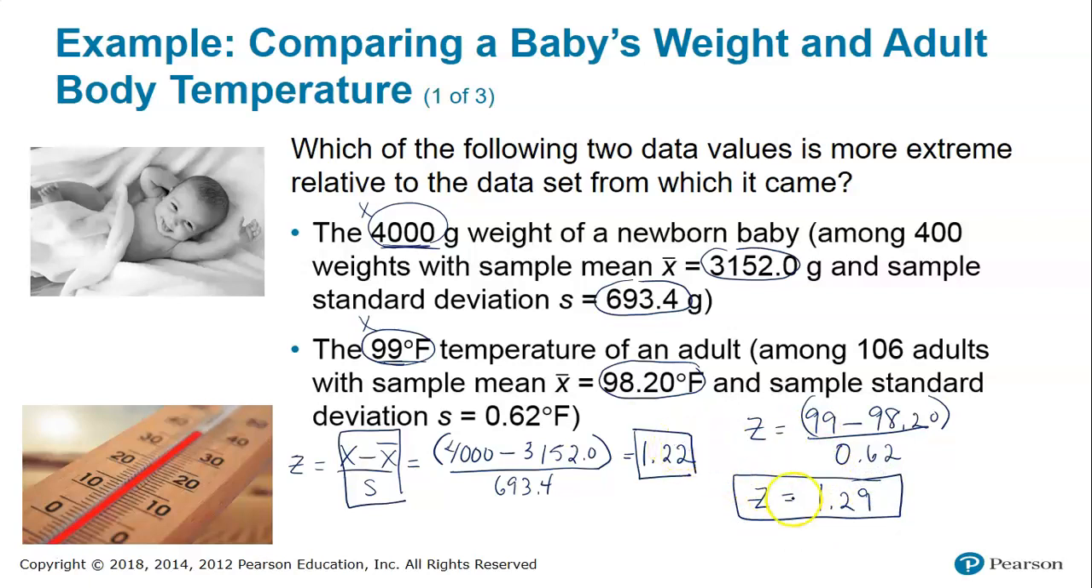Okay, so now we can compare our z-scores to know which one is more extreme. So the baby had a z-score of 1.22. So that was 1.22 standard deviations above the mean for newborn babies. So this one is 1.29 standard deviations above the mean temperature for adults. So this one is further above the mean than this one, and therefore this is the more extreme value, the 1.29. So convert to a z-score.